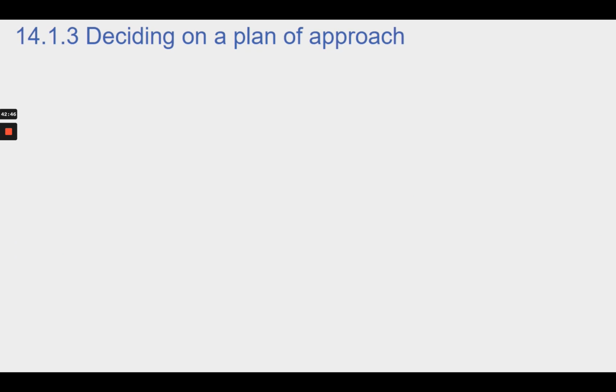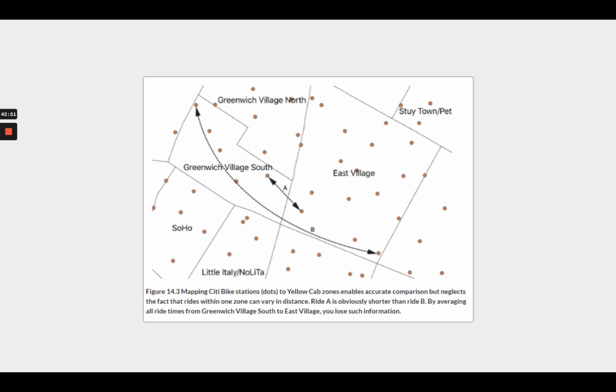Section 14.1.3, Deciding on a Plan of Approach. Now that we've seen the samples of the data in listings 14.3 and 14.4, let's lay out the facts and decide how to continue. To compare apples with apples, we must map locations in both datasets to something in common. The yellow cab ride data provides taxi zone IDs, and the city bike data provides latitude-longitude coordinates of the bike stations. Let's simplify, enabling our use case, but sacrificing a little on the accuracy by mapping the latitude-longitude of city bike stations to taxi zones, figure 14.3.